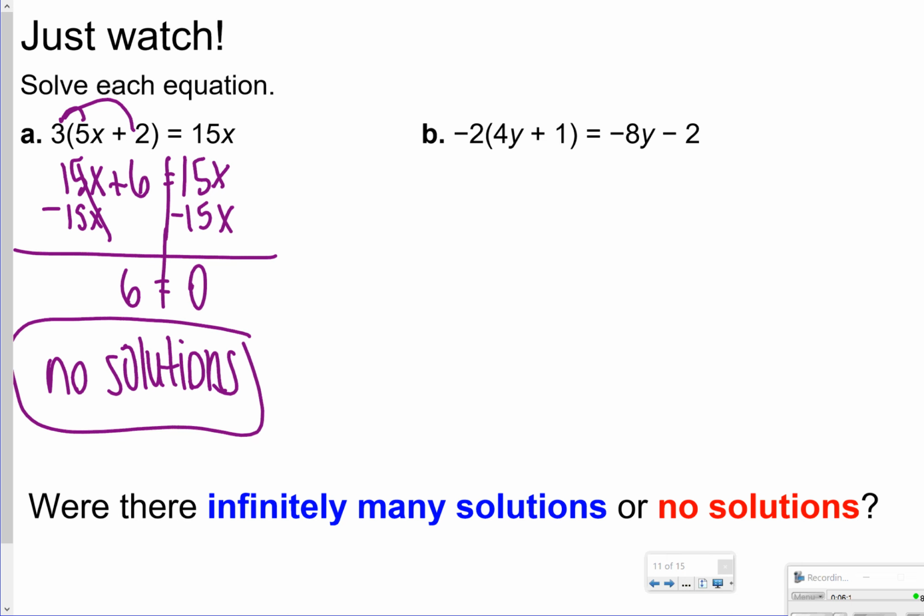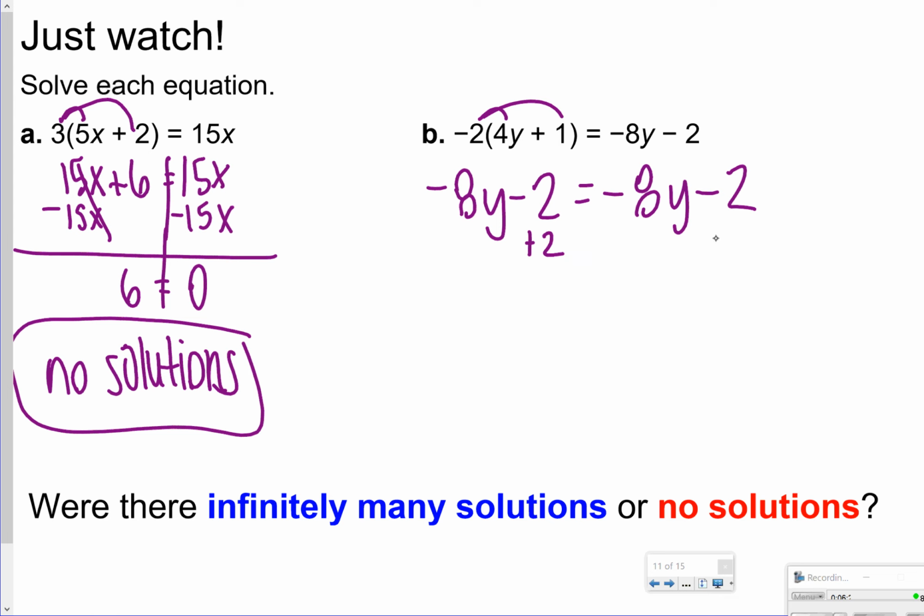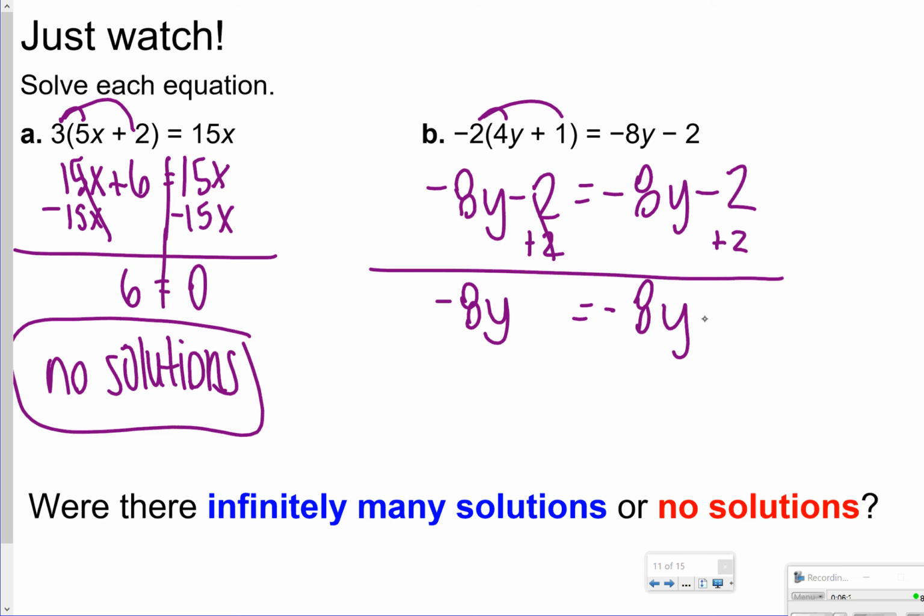Okay, over here I have negative 2 being distributed, so that's negative 8y minus 2 is equal to negative 8y minus 2. You can already see that both the left side and the right side are equal to one another, but if you went ahead and moved all of your variables to one side and your constants to one side, those are going to cancel out. So you have negative 8y is equal to negative 8y. And if you want to keep going, you can, but you can see that they're equal to one another. So this is infinitely many.